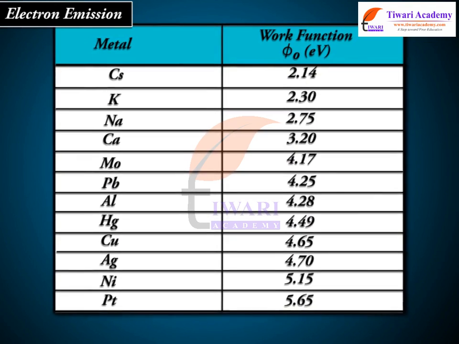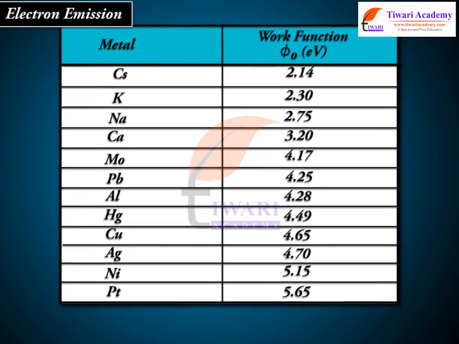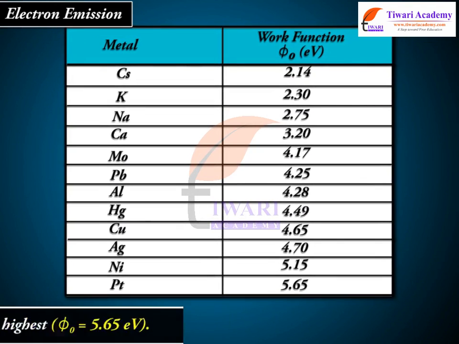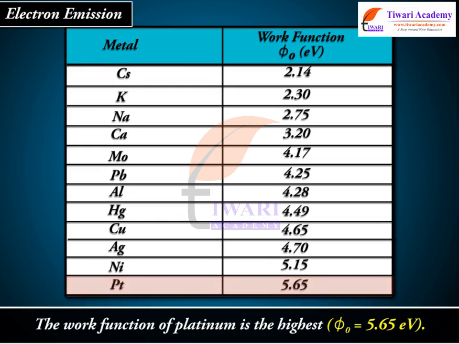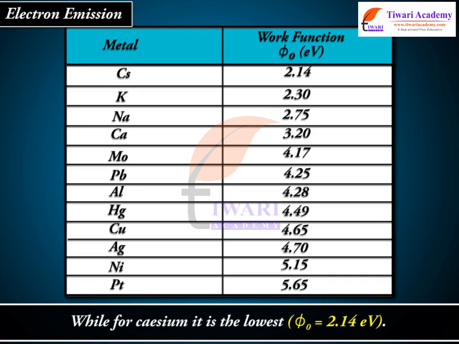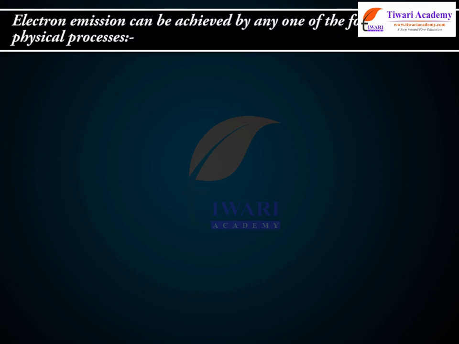The values of work function of some metals are given in table. The work function of platinum is the highest, phi naught is equal to 5.65 eV, while for cesium it is the lowest, phi naught is equal to 2.14 eV. Electron emission can be achieved by any one of the following physical processes.